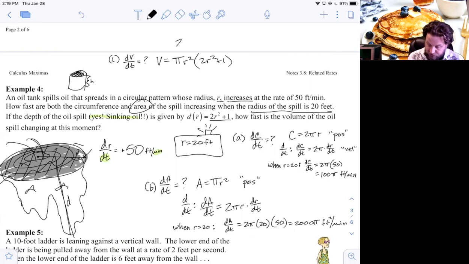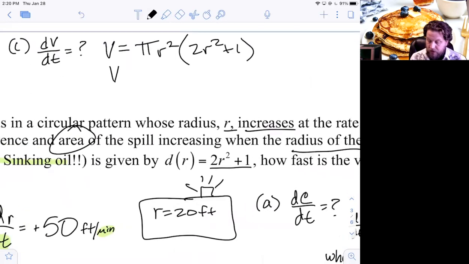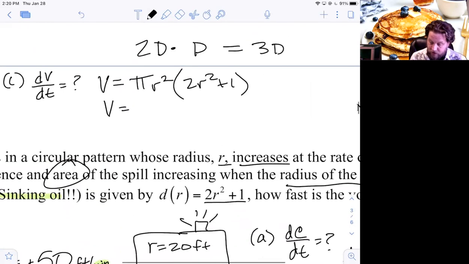Okay, so this is a two-dimensional quantity times the third dimension, and that gives you three dimensions, volume. That's all you have to do. Now I'm going to need the derivative of that, so do you want to do the power rule or product rule, or do you want to distribute first? Distribute? Yeah, I'd probably, yeah. I'm all aboard for that.